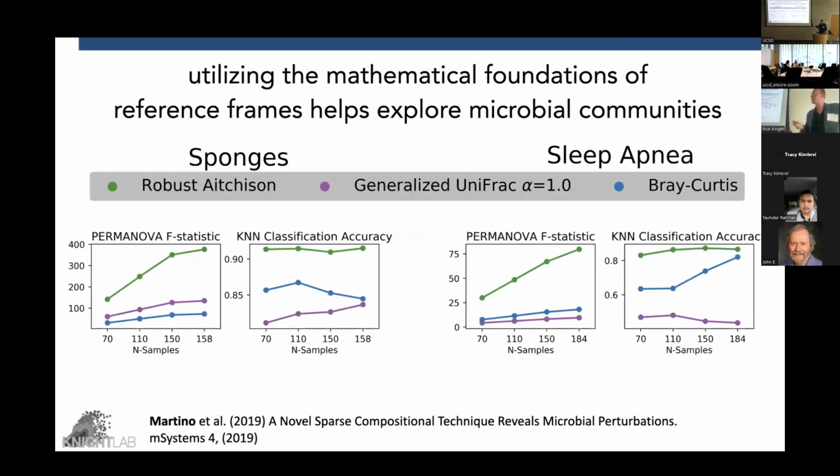What Cameron was able to show, using the reference frame formulation and introducing the robust Aitchison distance, was a massive increase in the F statistic and also the k-nearest neighbors classification accuracy, using the robust Aitchison method over things like UniFrac, which is phylogenetic, as I showed you, and over Bray-Curtis, which is a non-phylogenetic method. And this works in a range of different sample types.